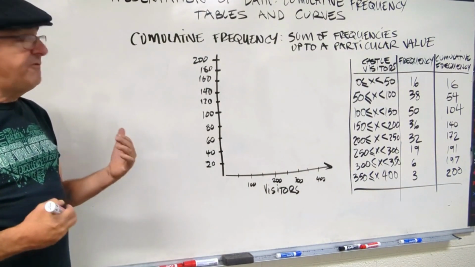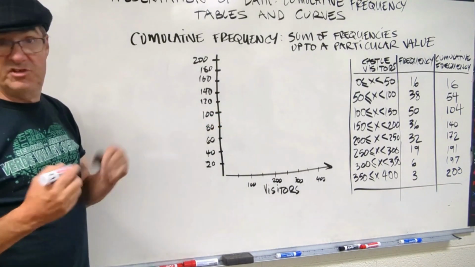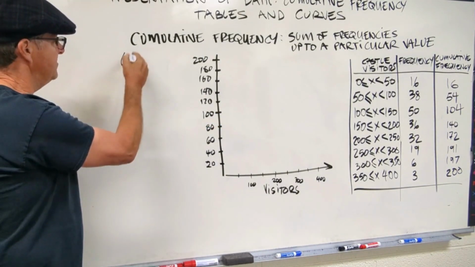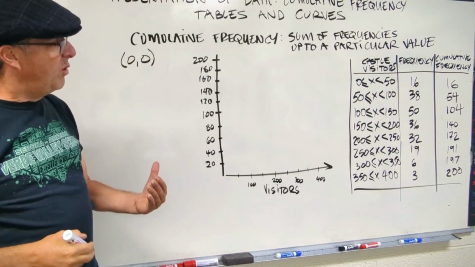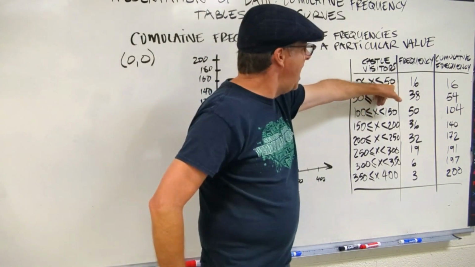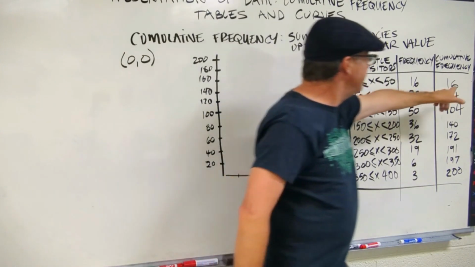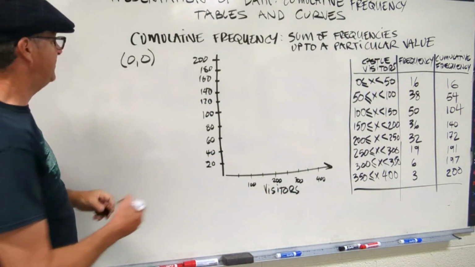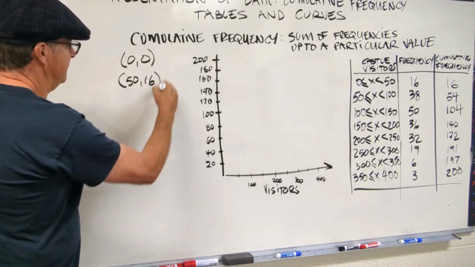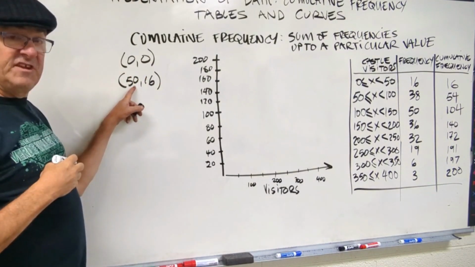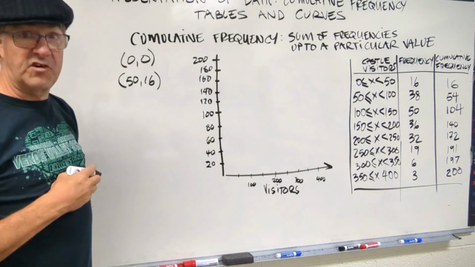Okay, so now we need to figure out the points that go on our graph. The first thing you need to remember is that your first point is going to be 0, 0. Now, the second point is going to take the higher member of your first class, and the cumulative frequency for that class. So our second point is going to be 50, 16. That means we had 0 to 50 visitors on 16 different days. So that's basically just our first class.